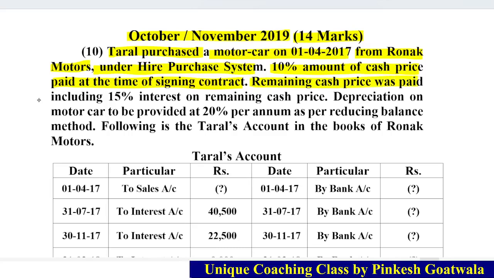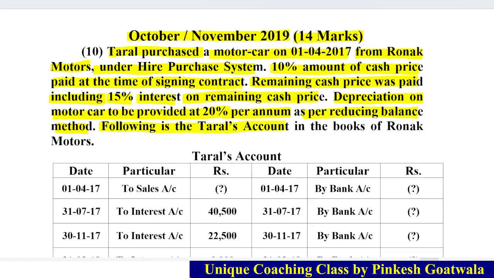Remaining cash price was paid including 15% interest on remaining cash price. So the rate of interest is given, 15%. Depreciation on motor car to be provided at 20% per annum as per reducing balance method. So rate of depreciation is given. So here down payment is not given. They told that down payment is 10% of cash price. Rate of interest is given 15% and rate of depreciation is given 20%.